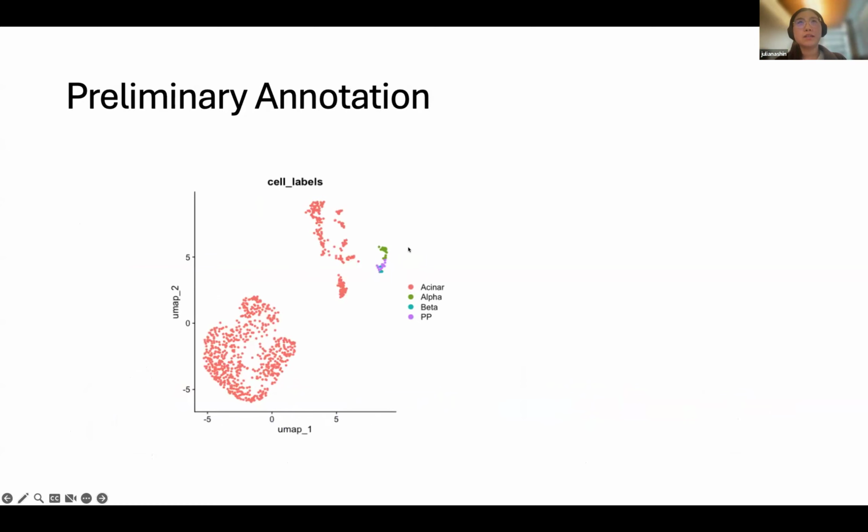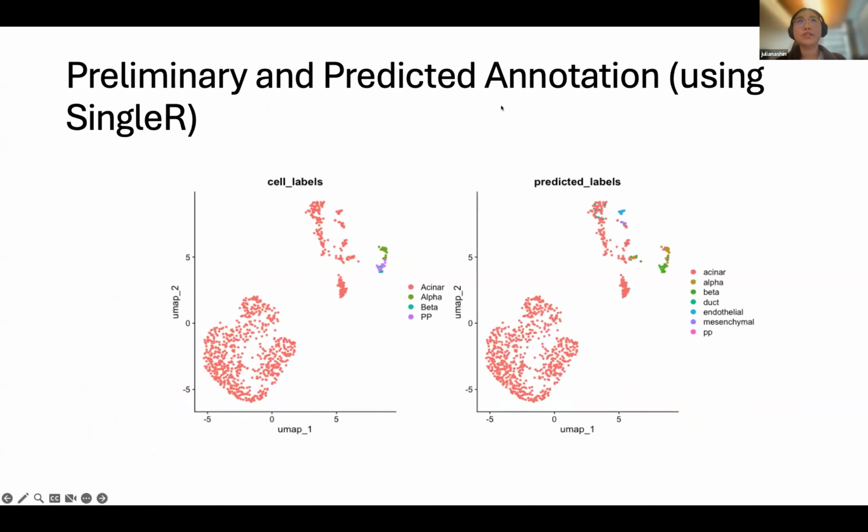And then just as a sanity check, I was curious and tried predicted annotation using SingleR. And I feel like for the most part, it lined up very well. I think they actually found that there was more beta than PP, so I might have switched those. But I think in the future for refinement, I would definitely look at more than a single marker gene. I would try to look at multiple. But I think for the most part, it worked out relatively okay.